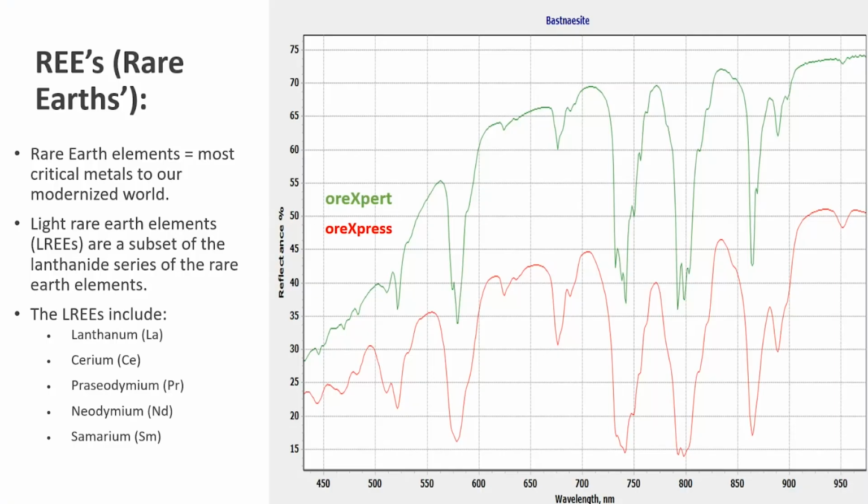So as you can see here, you have the green line with the oreXpert data versus the oreXpress, and you can see a lot of features that are missing in the red line compared to the green line, which, like I said, can lead to misidentification of the mineral or ambiguities between a few different minerals.